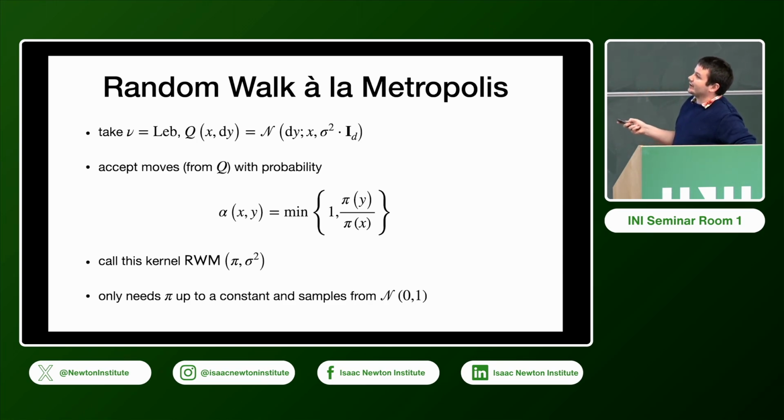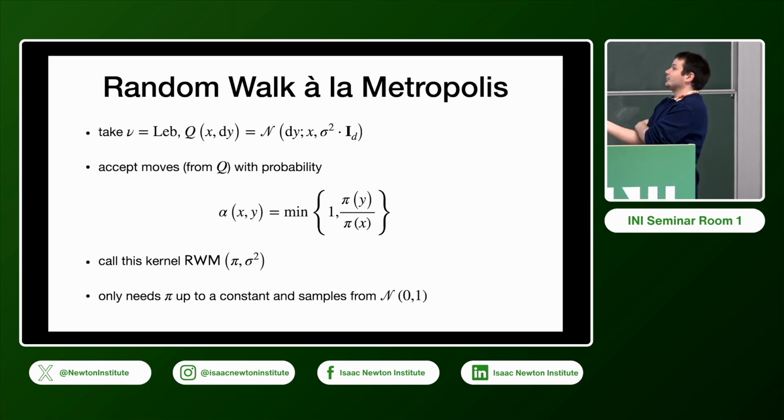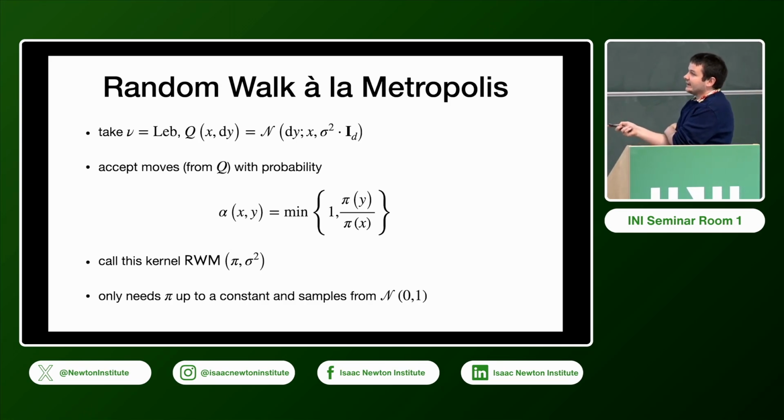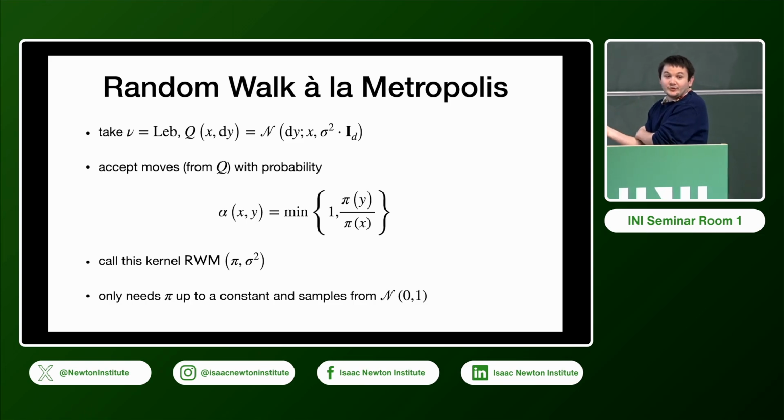At our current location, we sprinkle a bit of Gaussian noise on top, and we accept our move with this probability. I'm going to informally refer to this kernel as RWM pi sigma squared, for the random walk Metropolis kernel with invariant measure pi and proposal variance sigma squared. For practical reasons, why is this interesting? It doesn't make very strong assumptions about the target. As long as you can evaluate this pi up to a constant and generate Gaussian noise, you're in business. If you can't do either of those things, you're in a pretty challenging case.